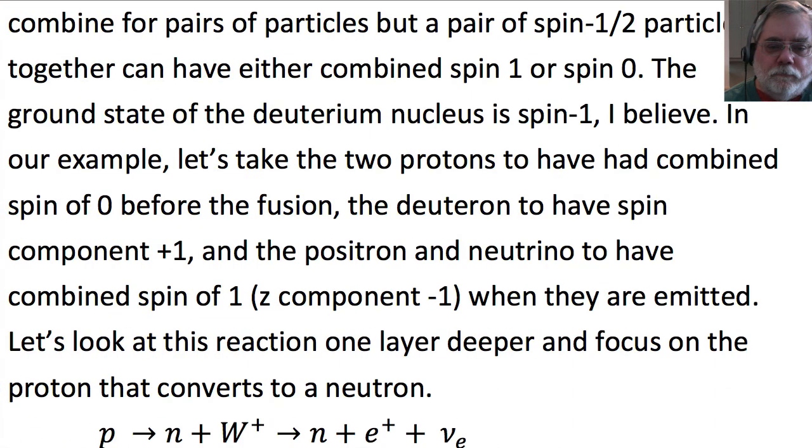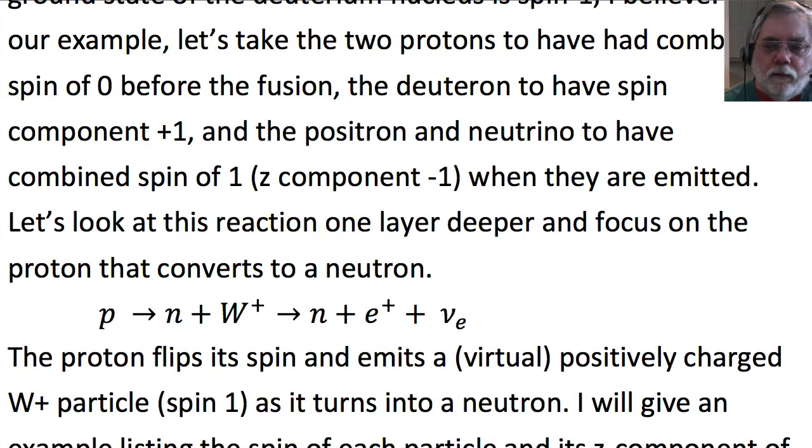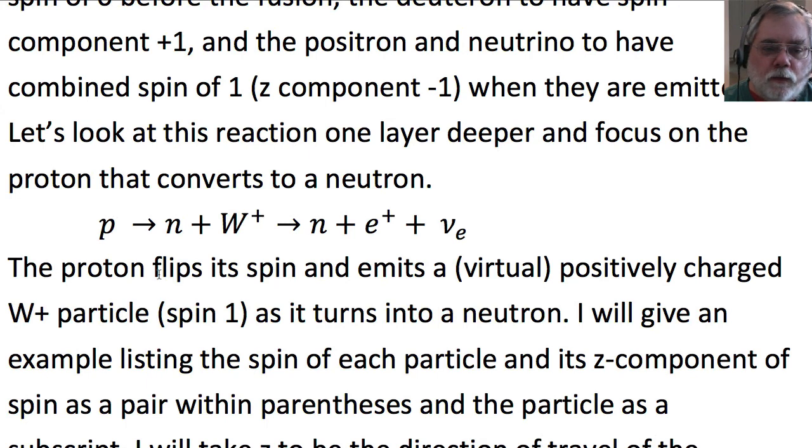Let's look at this reaction one layer deeper and focus on the proton that converts to a neutron. So the proton converts to a neutron by emitting a W+ particle, and the W+ particle decays into a positron plus a neutrino. So we end up with the proton turning into a neutron plus a positron plus a neutrino. In the process, the proton flips its spin and emits a virtual positively charged W+ particle, which is a spin 1 particle, as the proton turns into a neutron.